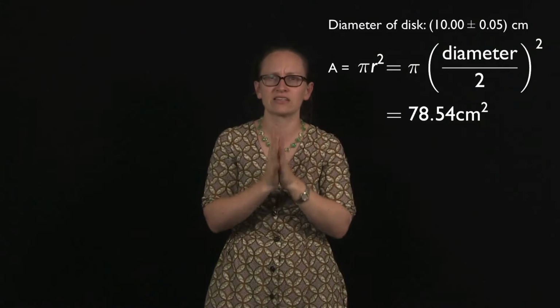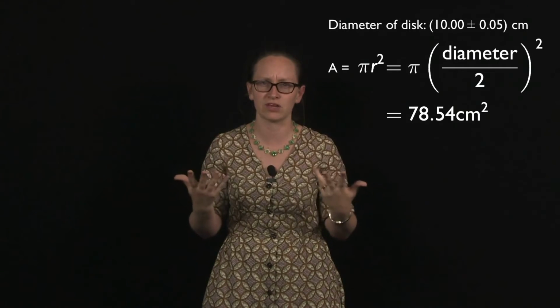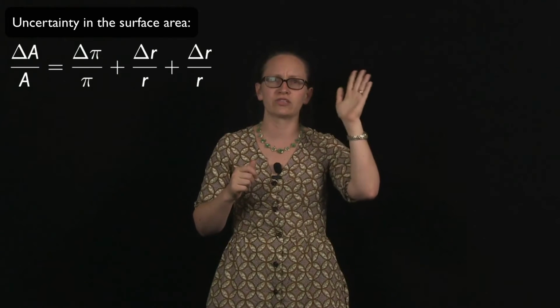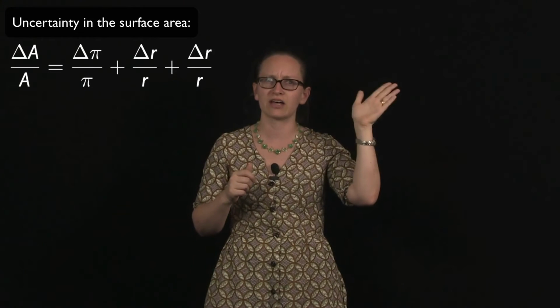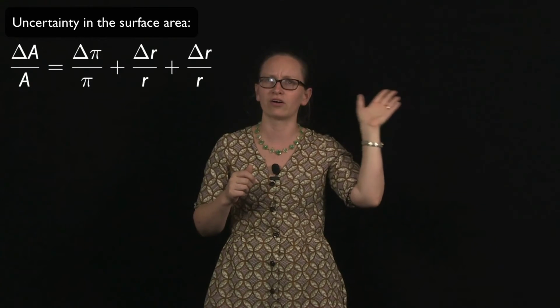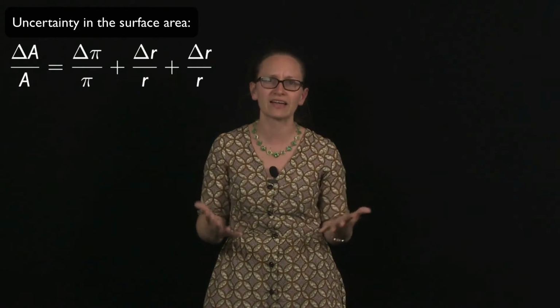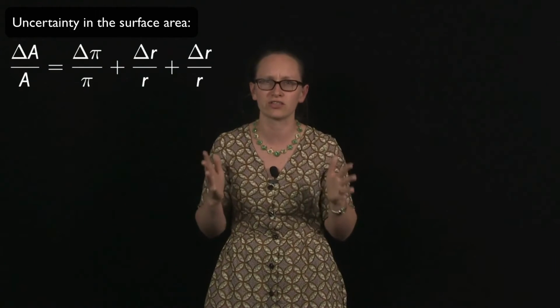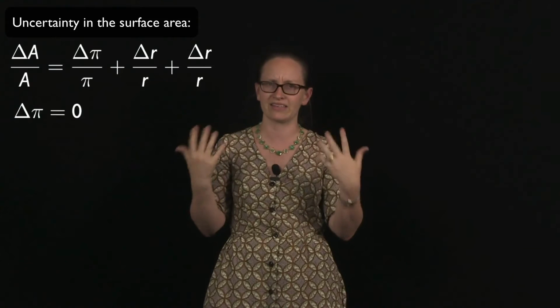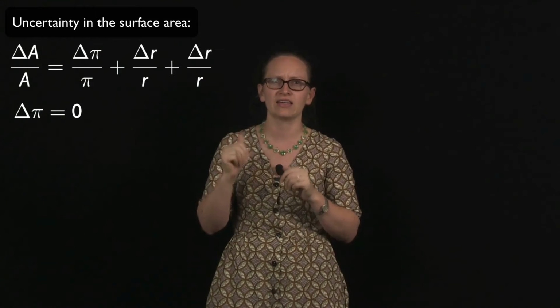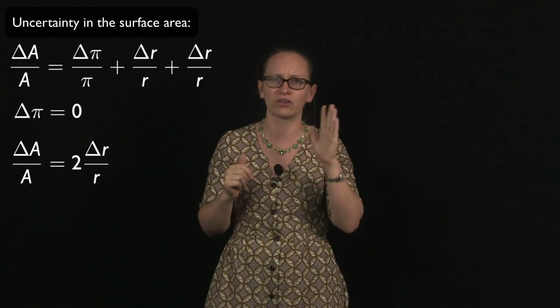Now we need to work out the uncertainty associated with that surface area. So we're going to need to add all the percentage uncertainties involved. So delta A on A is going to be equal to delta pi on pi plus delta R on R plus delta R on R. Now, pi is just a number. This number is known exactly, which means that there's no uncertainty in the pi. So delta pi is equal to 0. And so we end up with delta A on A is equal to 2 delta R on R.